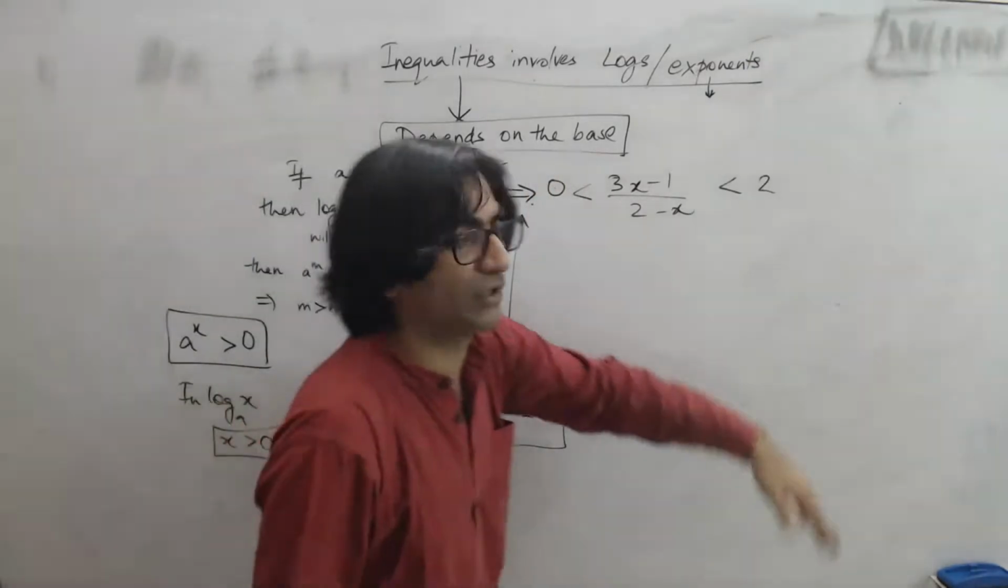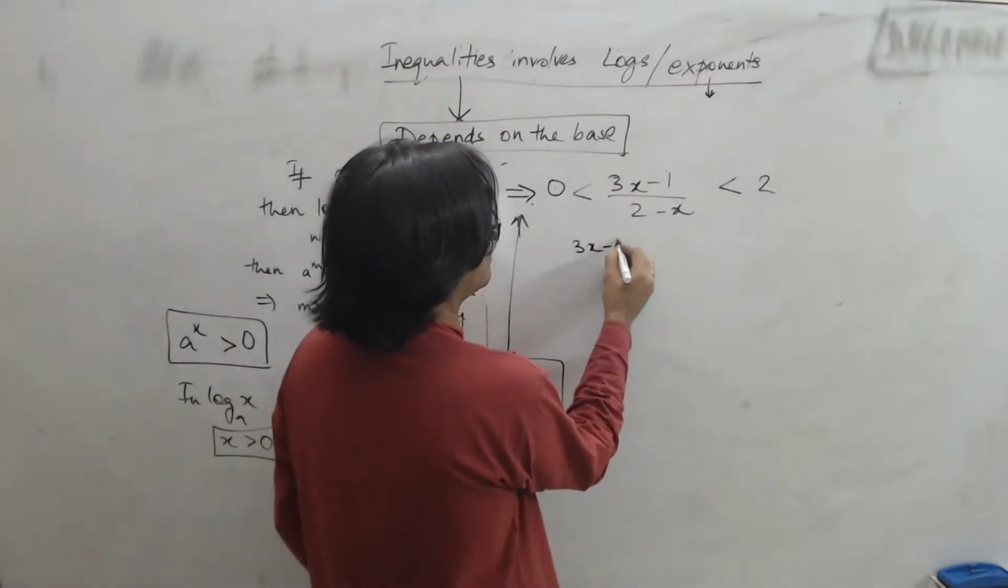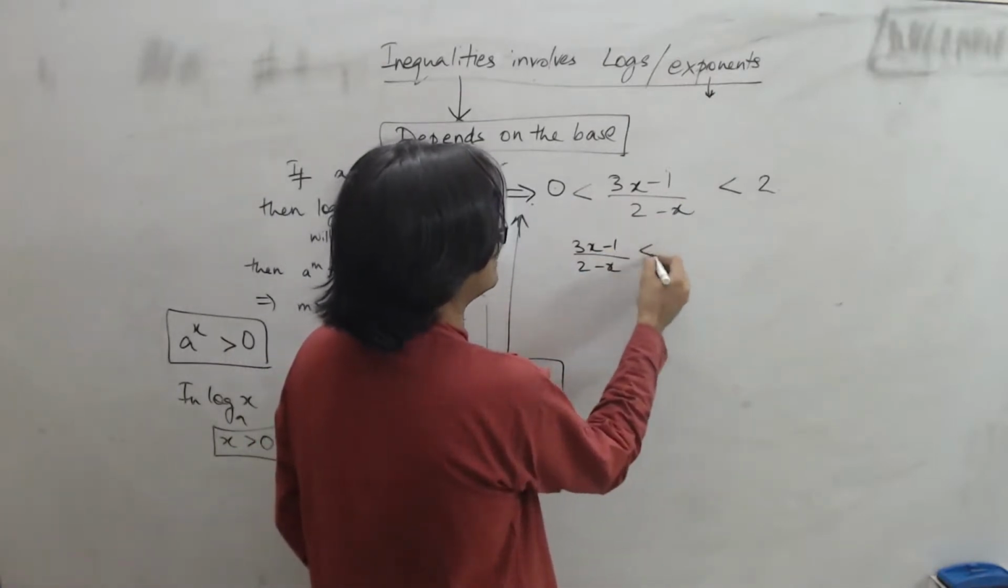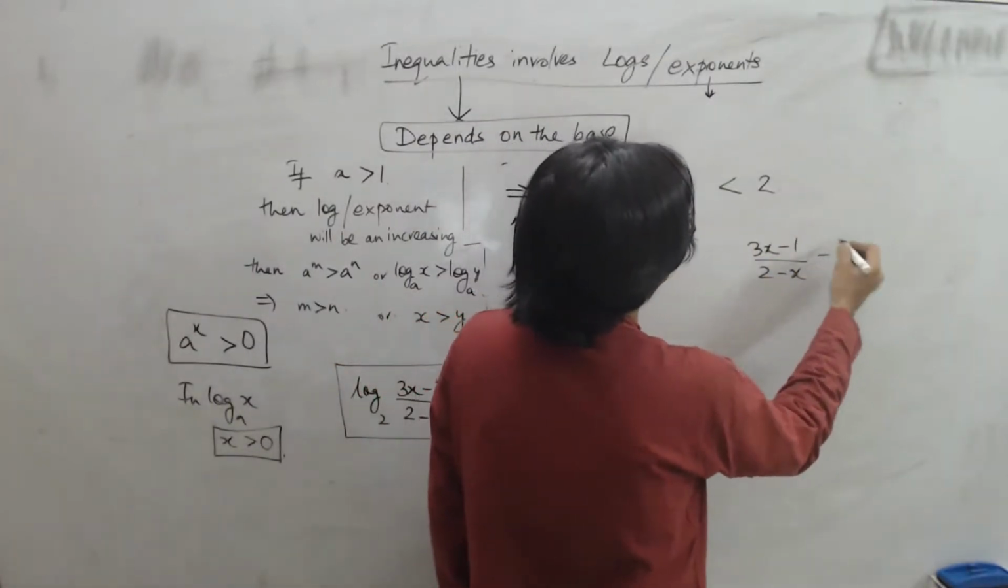So this becomes two inequalities, and I'll solve both of them separately. So we say (3x minus 1) by (2 minus x) is greater than 0, and (3x minus 1) by (2 minus x) is less than 2.